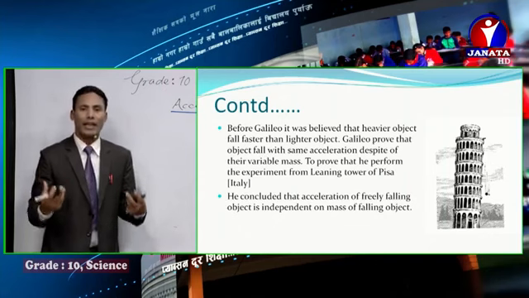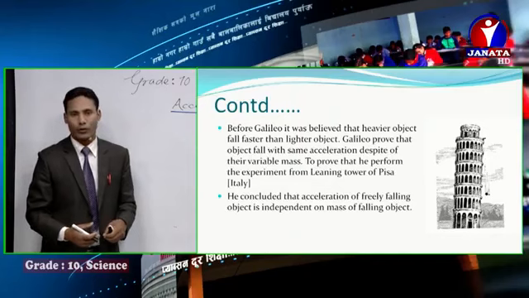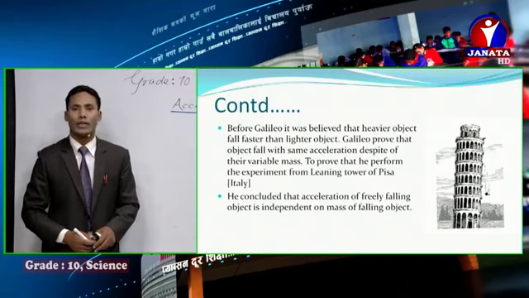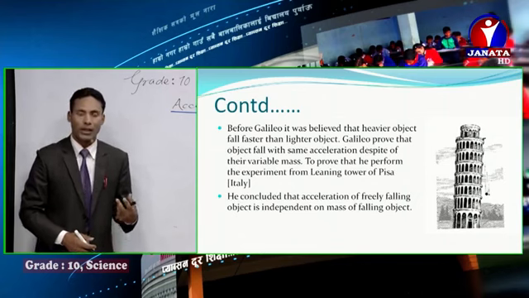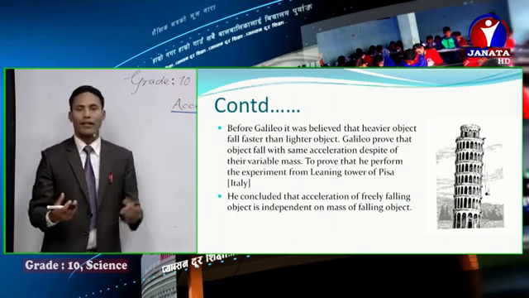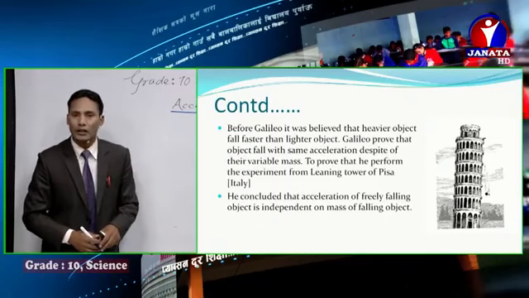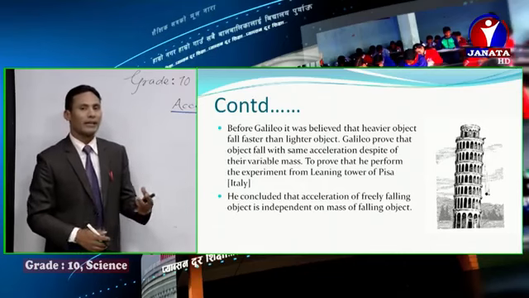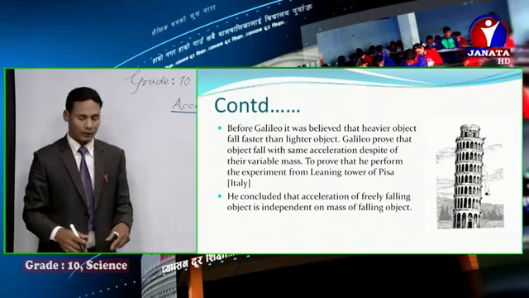Then he found that both the small stone and the large stone strike the ground at the same time, which concludes that the acceleration due to gravity of a freely falling object is independent of the mass of the falling object. But when a feather and a coin are let fall from the same height, the coin will strike the ground first, and the feather will strike later.